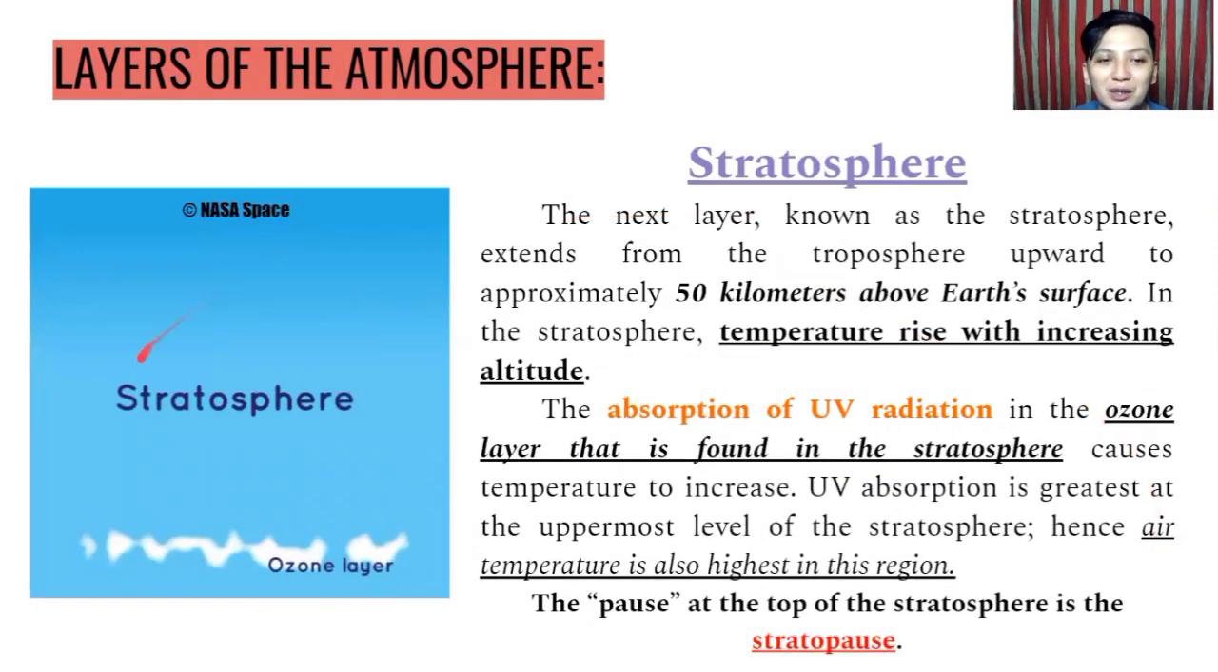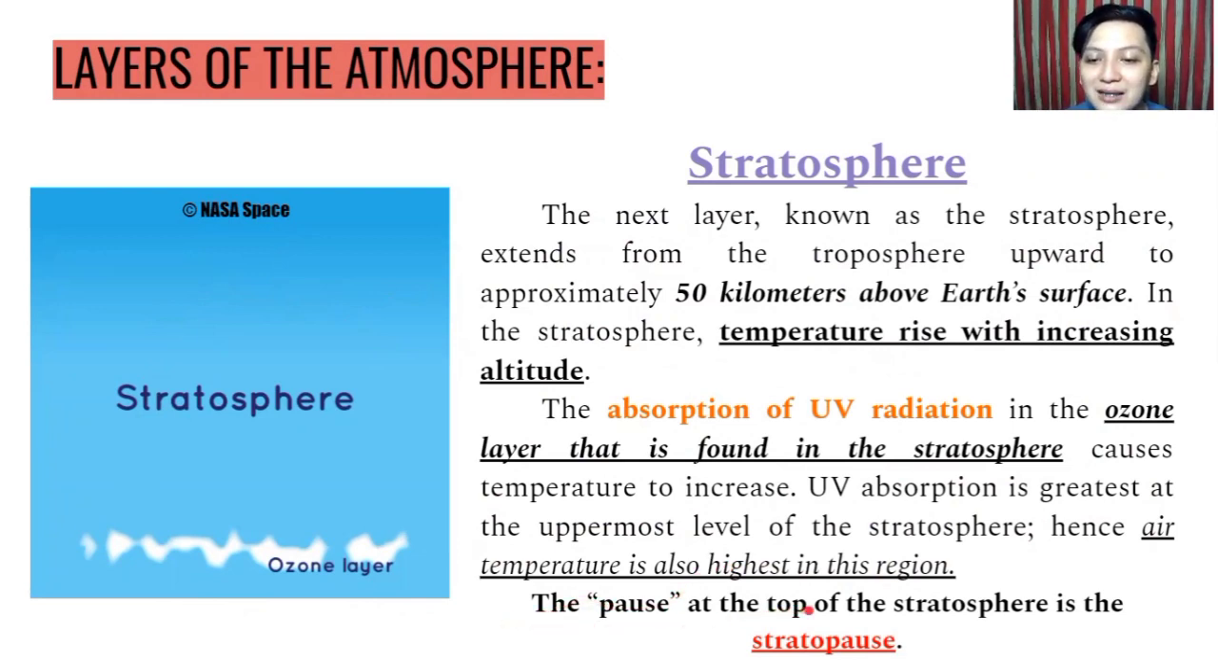Next, we have the stratosphere. So the stratosphere, where the ozone layer is located. The next layer is known as the stratosphere, which extends from the troposphere upward to approximately 50 kilometers above the Earth's surface. In the stratosphere, temperature rises with increasing altitude. The absorption of ultraviolet radiation in the ozone layer that is found in the stratosphere causes temperature to increase. UV absorption is greatest at the uppermost level of the stratosphere. Hence, air temperature is also highest in this region. Kaya medyo mainit-init sa stratosphere.